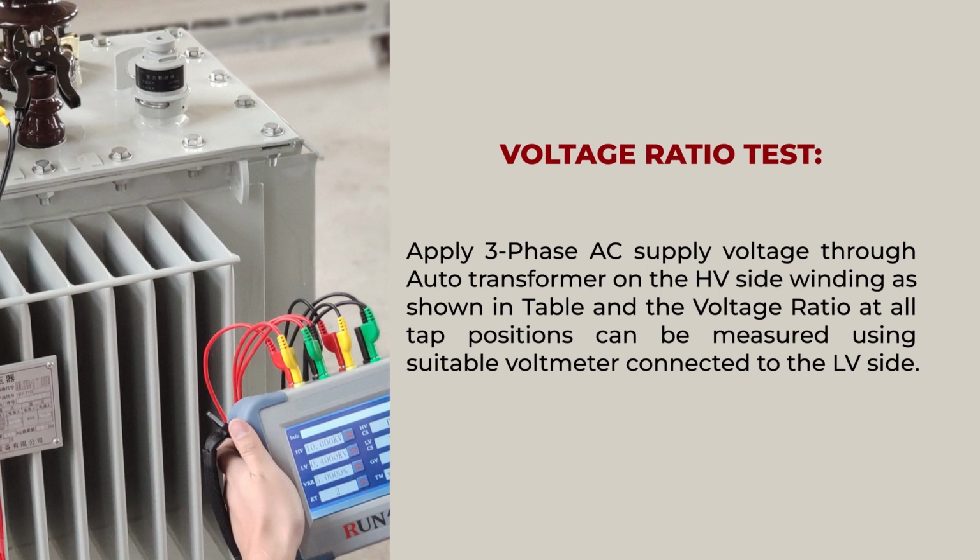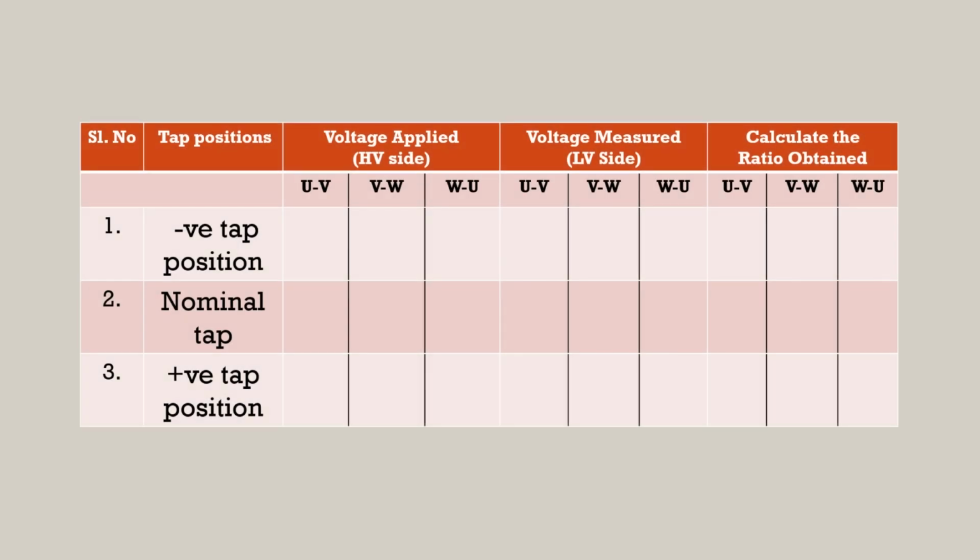Apply 3-phase AC voltage through an autotransformer on the high voltage side winding as shown in the table, and the voltage ratio at all tap positions can be measured using a suitable voltmeter connected to the low voltage side. So, this is the table for the voltage ratio test. One can see the voltage applied on the high voltage side and the voltage measured on the low voltage side at different tap positions.